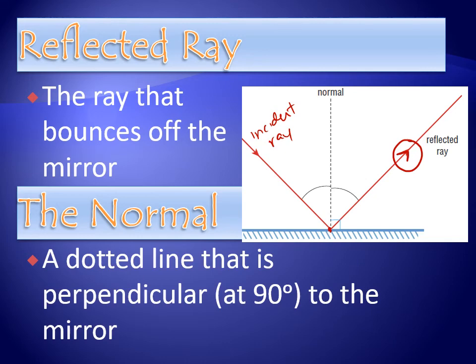The normal is very important. It's a dotted line that is perpendicular, which means it's drawn at 90 degrees to the mirror. It doesn't actually exist. It's what we use to be able to measure the angle of incidence and the angle of reflection. Okay, but it's very important that you draw it in right in the middle.